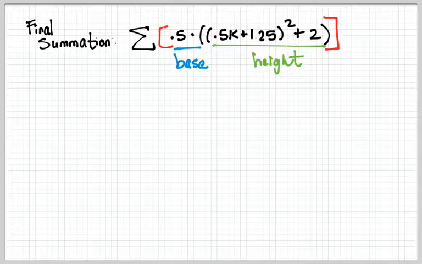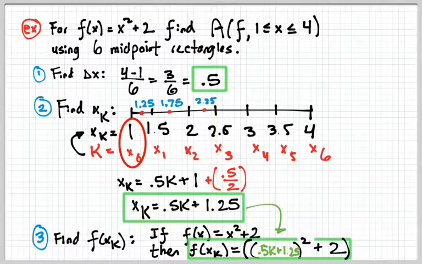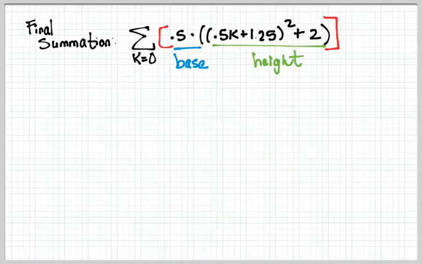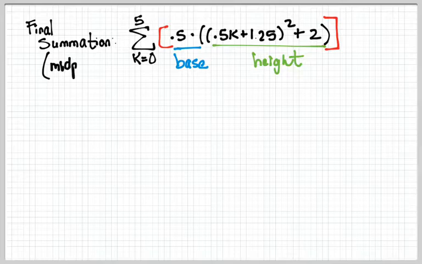And then we have to look at my upper and lower bound. This will stay the same as left endpoint. So our k is 0. Now if we look back on our last slide, it's the same as left endpoint. We're going to be going from 0 to 5. So 0 will be my lower limit, my upper limit will be 5, and that will give you 6 rectangles. Now this is for midpoint. Be careful when you put this in your calculator to make sure that you use those parentheses to separate the base and the height.